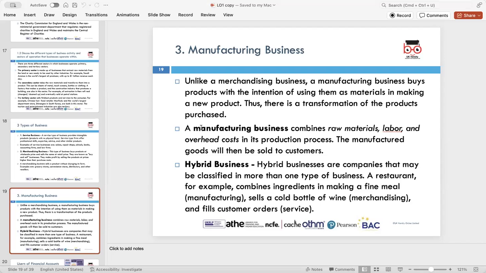The term hybrid business refers to commercial enterprises that can be classed as belonging to more than one category of business. An example of this would be a restaurant that combines components in order to prepare a delicious meal, which is manufacturing, sells a sparkling bottle of wine, which is merchandising, and fulfills the order of its customer, which is services.